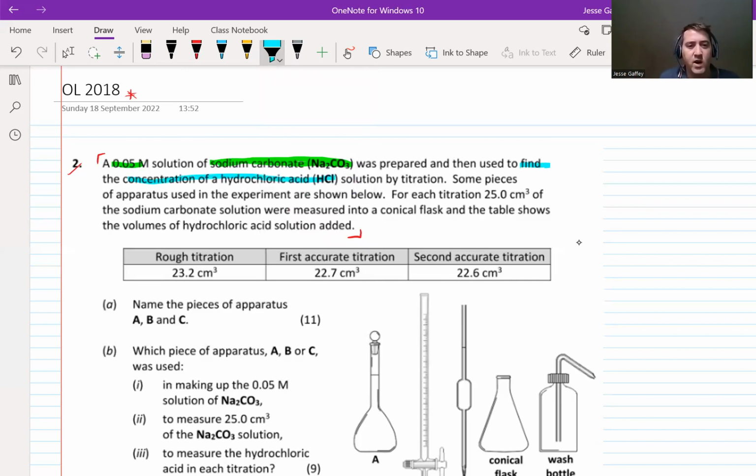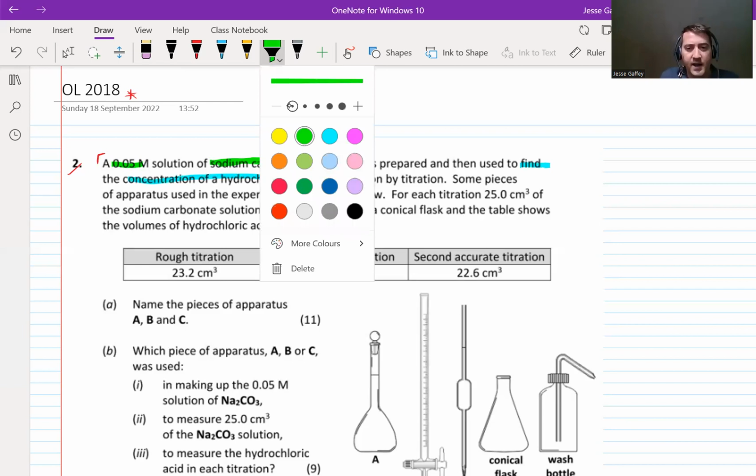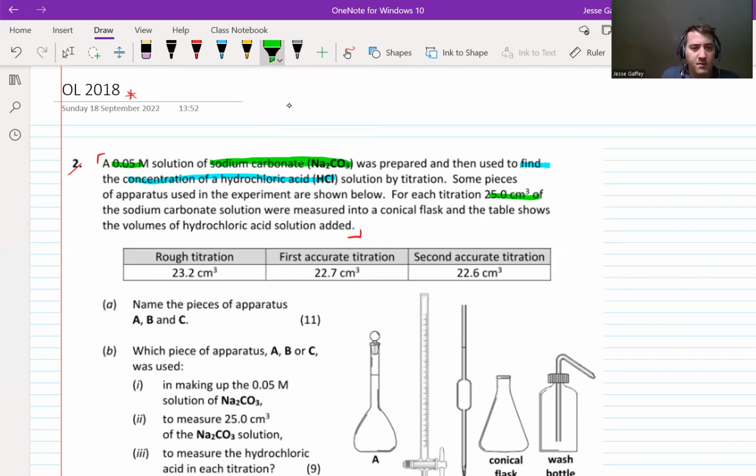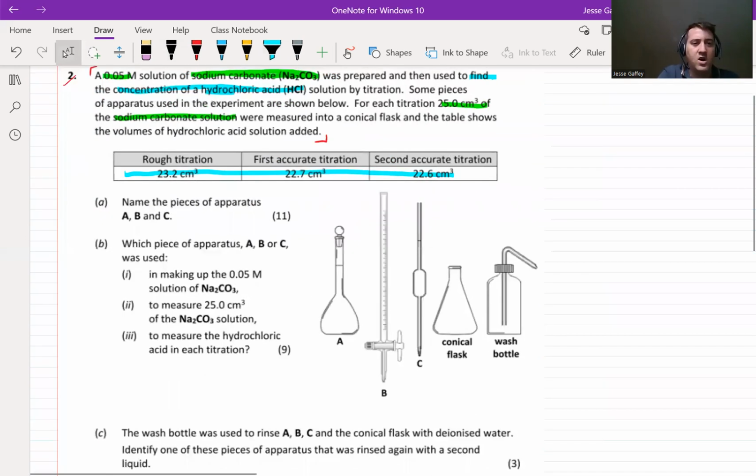For each titration, 25 centimeters cubed of sodium carbonate, which I highlighted above in green. So I'm going to highlight that again in green. 25 centimeters cubed of the sodium carbonate were measured in the conical flask, and the table below shows the amount of hydrochloric acid that was added. So this here is our information about how much acid was added. I'm doing that in blue because I had this in blue up here. All right, moving on, let's answer some of the questions. We can come back to that information later.